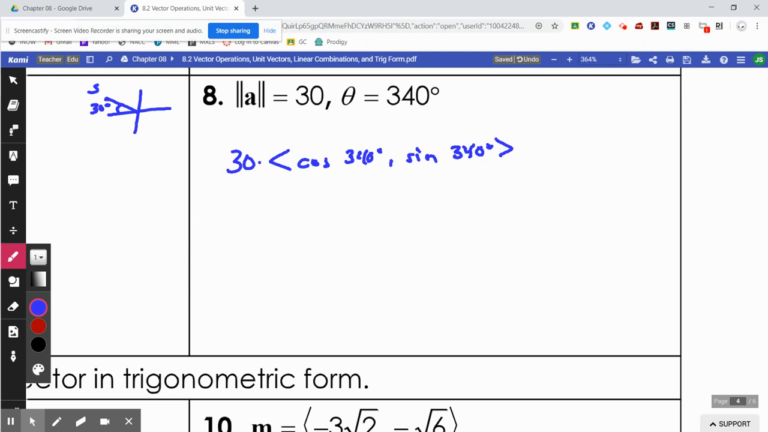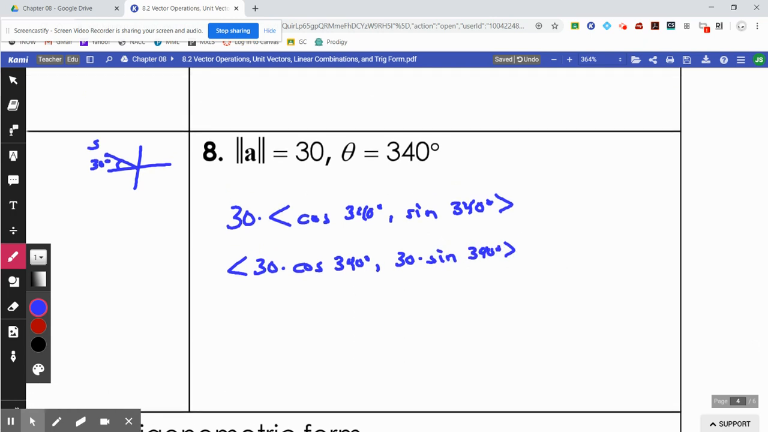this out. And now I do want to point something else out that you're doing here. If you were to distribute, this would be 30 times the cosine of 340 and 30 times the sine of 340. This corresponds to last, when you were doing polar graphing and all that, this is r cosine theta and r sine theta from polar graphing. It's the exact same thing, to where this is your radius and this is your angle, r cosine theta and r sine theta. So it's very closely connected to what we've been doing.